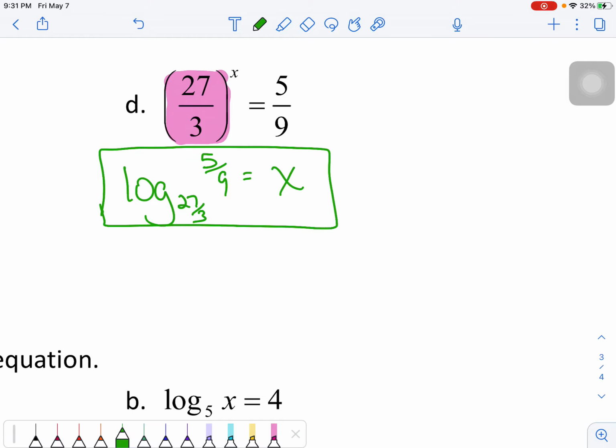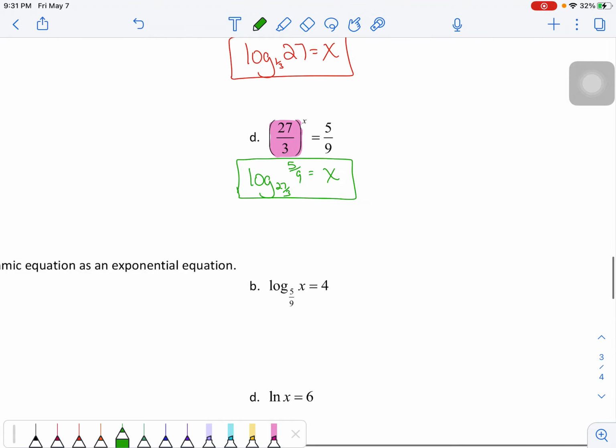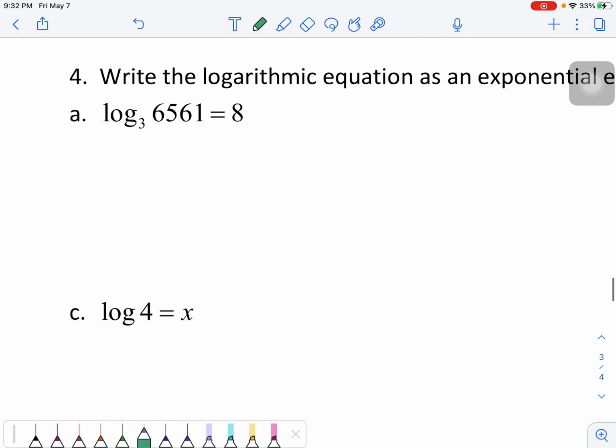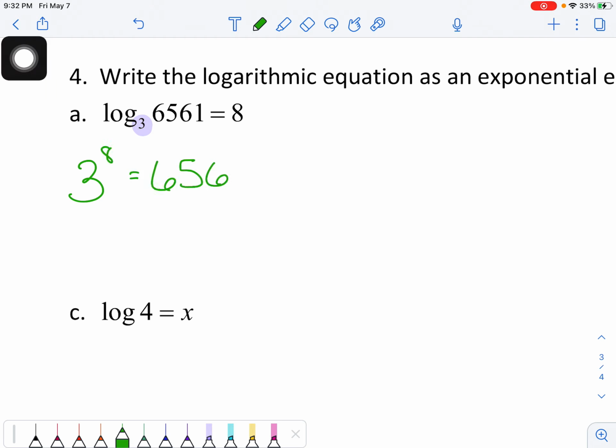All right, now number 4, we're going to reverse the process, right? We've got logarithmic equations. We're going to rewrite them as exponential. So I'm going to find the base. My base is 3. So this is going to be 3 to the power. And remember, the exponent is what the logarithm is equal to. So 3 to the 8th is equal to the argument of 6,561.